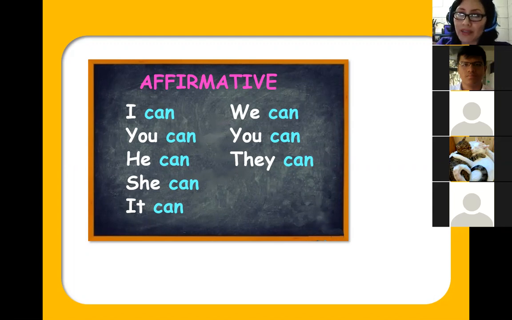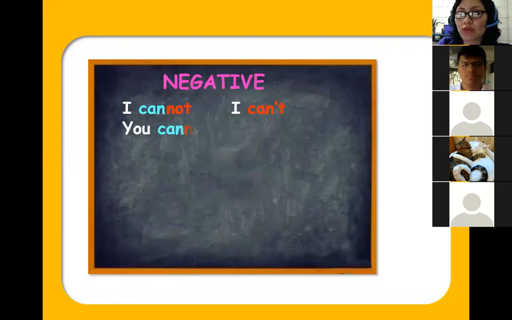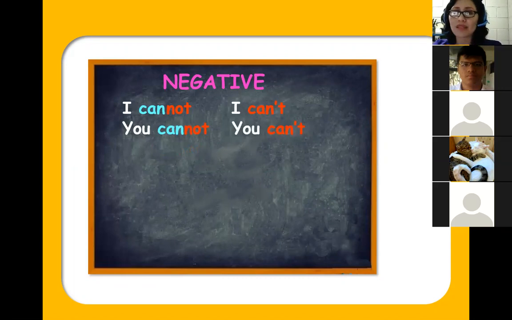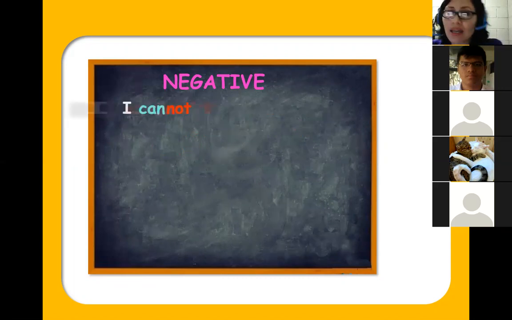Esa palabra can es eso, lata también, pero aquí no estamos usando ese significado, sino como el verbo modal, can, de expresar habilidad, o yo puedo hacer esto. La forma negativa dijimos que teníamos pues una forma completa y una forma contractada. En este caso pues, I cannot, perdón, or I can't.